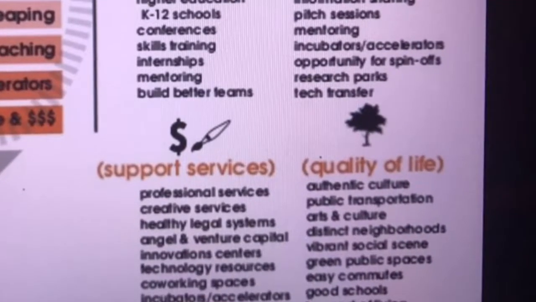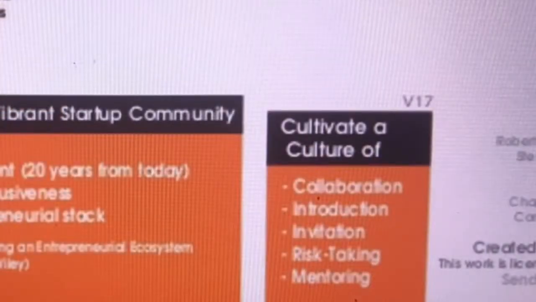2 other really key elements that are on this chart is down in the corner. It says cultivate a culture of, and it says a culture of collaboration, invitation, introduction, risk-taking, and mentoring. And what those mean, collaboration is obvious. A culture of introduction, it's as simple as like, Steve, have you met Mary? Mary, have you met Steve? And the culture has to do that everywhere, at every event, in every situation.